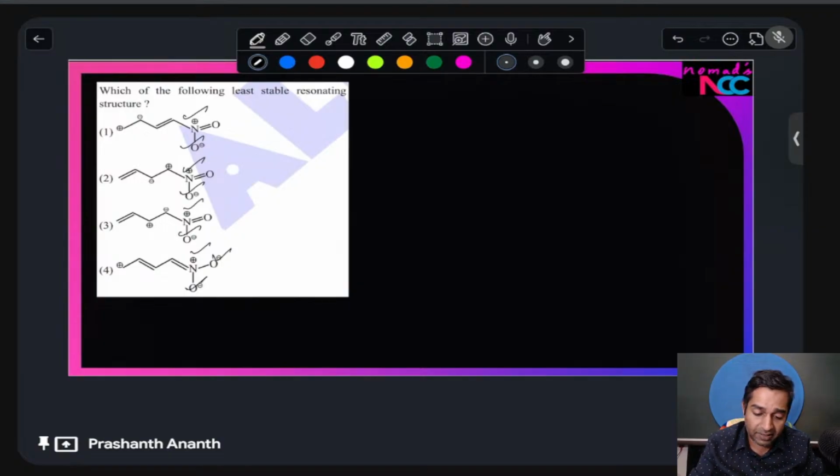They're asking for the least stable resonating structure. Okay. So if I'm considering the least stable resonating structure, in this particular case here, carbon is having a positive and carbon is having a negative. So carbon having a negative is not that good. So we can rule out the last option, because oxygen is having a negative, which is decently good, no problem.